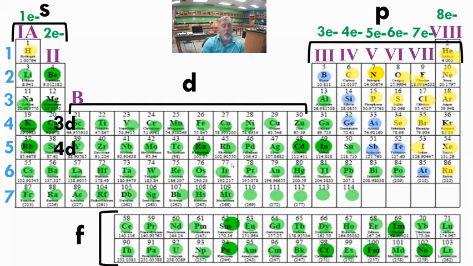Oh, sorry, one more thing there. The 3D and the 4Ds, remember, they got pushed down a level. And then for anybody who's curious, that very bottom part there, our rare earths, that's where we're filling in our F blocks, our F orbitals. But we won't go that far.